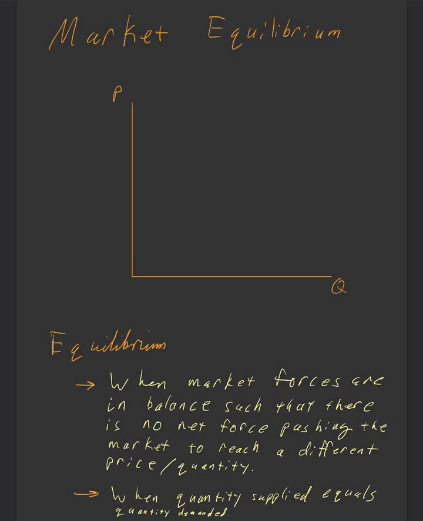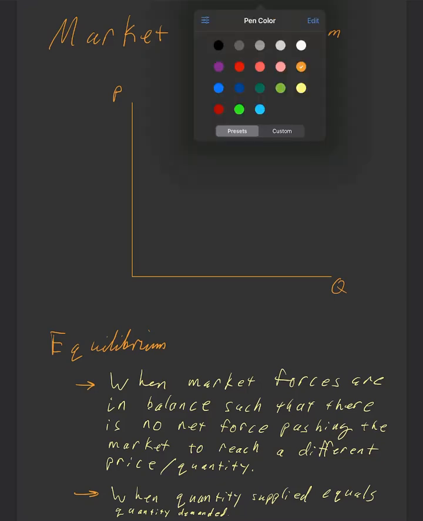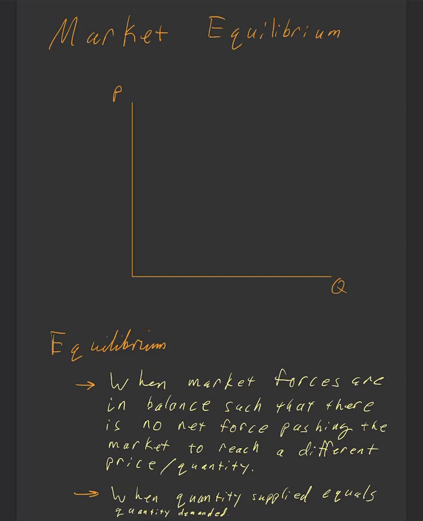So in this video, we're going to cover market equilibrium. What we've done up to this point is we've established supply curves and demand curves. To get equilibrium, we start by putting those together. But before we go into that, I want to talk a little bit about the intuition here.